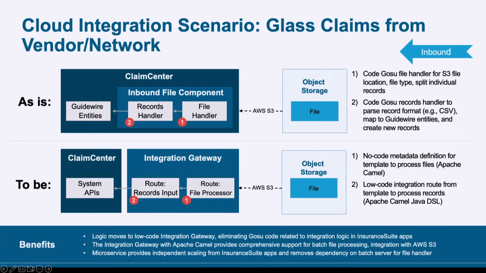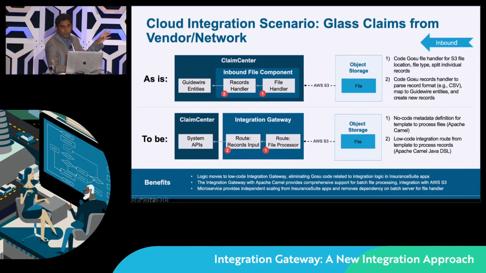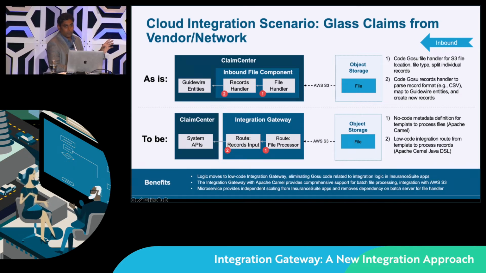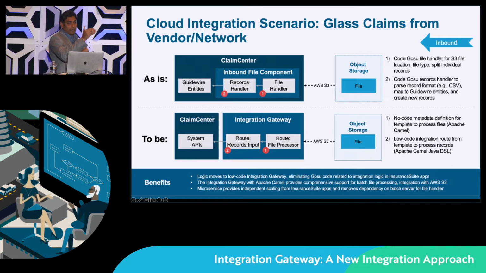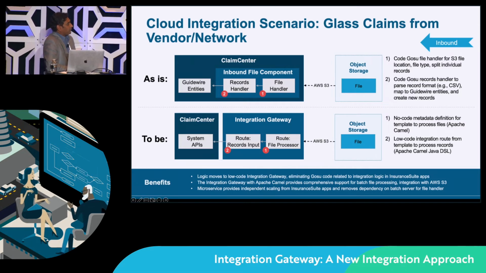The net is there are various benefits. One, you are able to externalize the logic from your core application, the InsuranceSuite, so that you can be more agile. And you are eliminating a lot of code because you're using Camel components and the low code DSL, which is very, very powerful. If you were to write 20 lines of code, in a Camel route it will boil down to a couple of lines. It's that simple. That's the benefit you get with Camel.